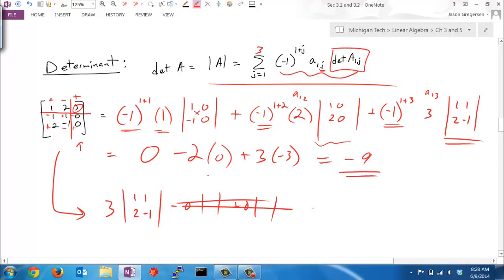Once again, if I do this, I'll get 3 times the subdeterminant, which is negative 1 minus 2. So of course I get back to the same value I did before. Okay? All right, questions about that? All right, so that's the first shortcut trick: choose your row or column carefully.